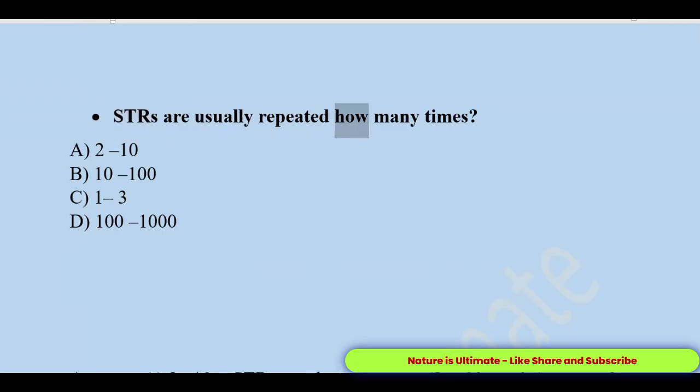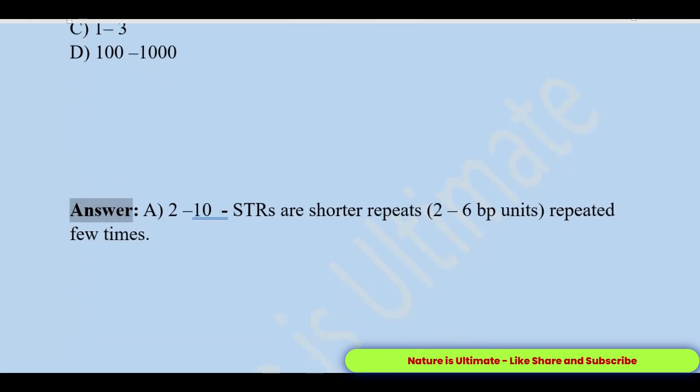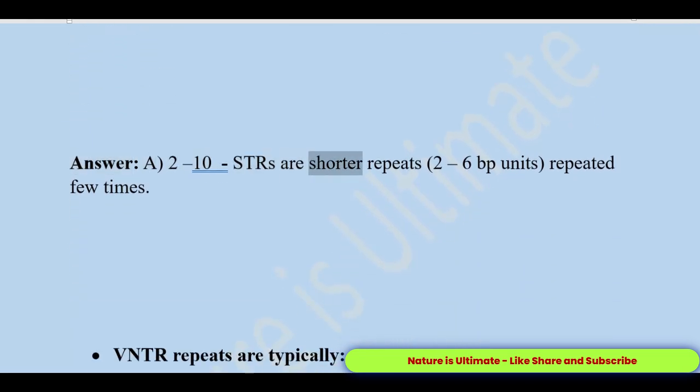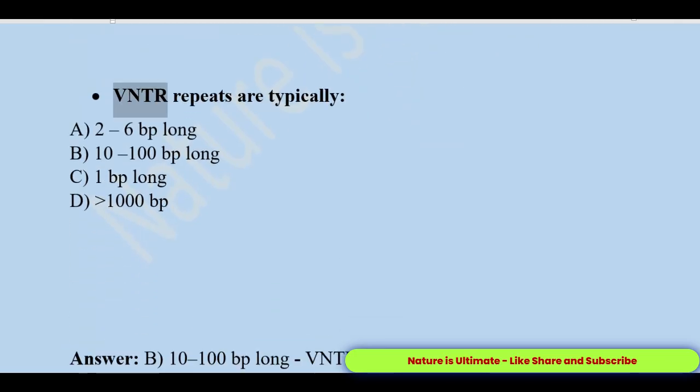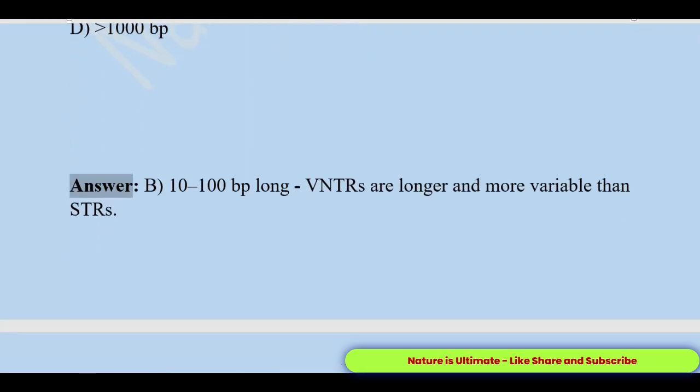STRs are usually repeated how many times? A. 2-10. B. 10-100. C. 1-3. D. 100-1000. Answer, A. 2-10. STRs are shorter repeats, 2 to 6 BP units, repeated few times. VNTR repeats are typically A. 2 to 6 BP long. B. 10-100 BP long. C. 1 BP long. D. Greater than 1000 BP. Answer, B. 10 to 100 BP long. VNTRs are longer and more variable than STRs.